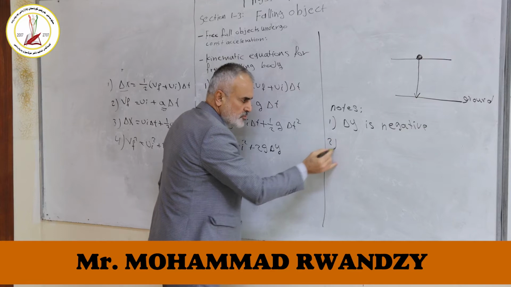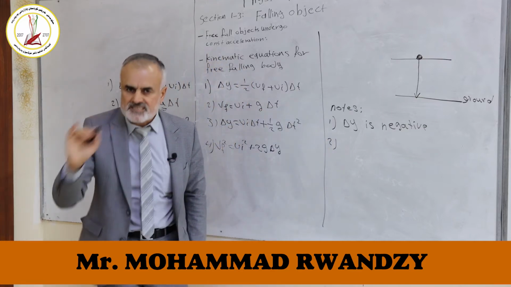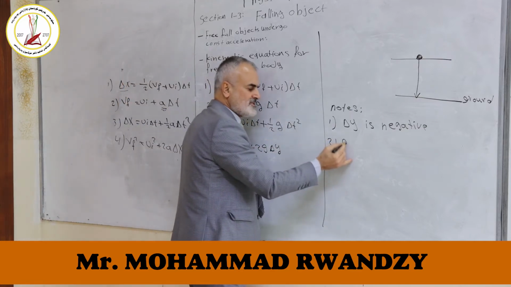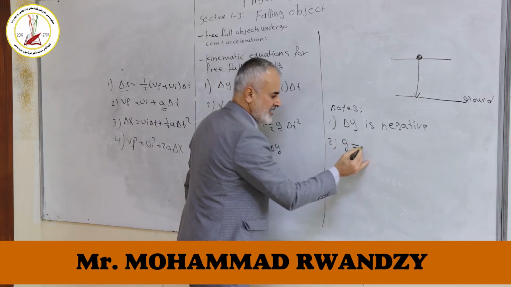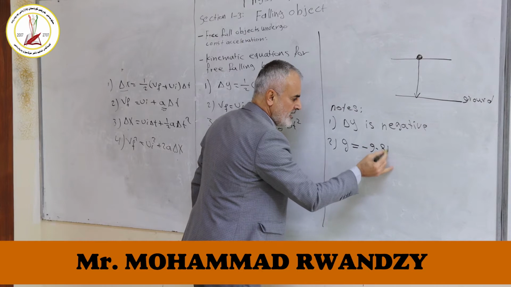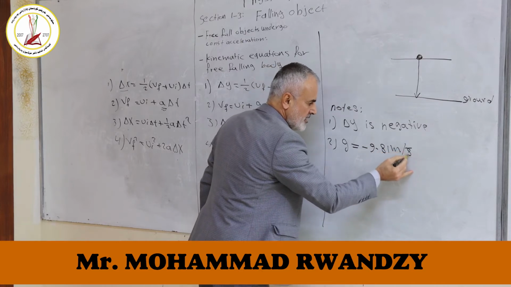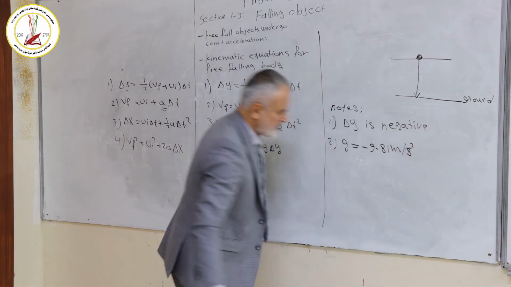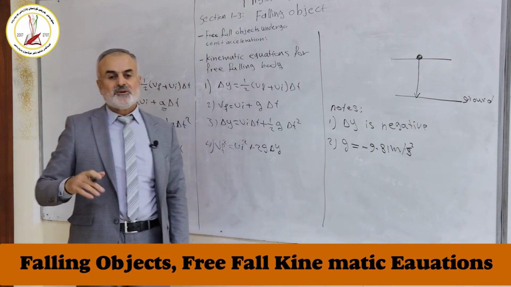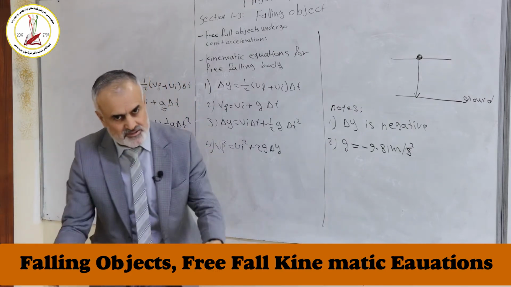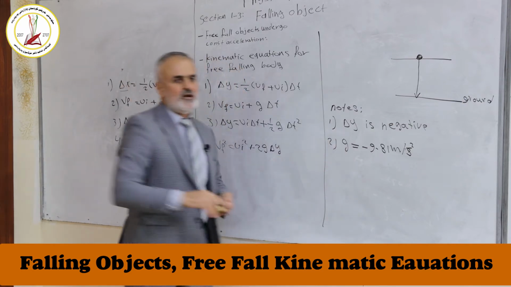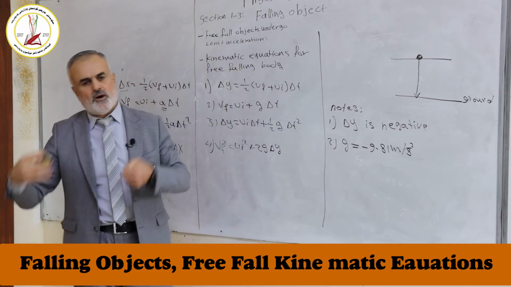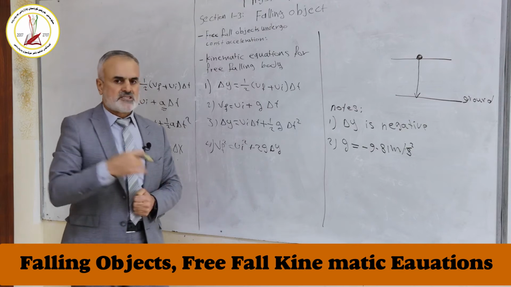Point number 2. g is a constant, which equals how much? Can you tell me? Okay, negative 9.81 meters per second squared. Why negative? Because the motion is downward. So always g equals negative 9.81 meters per second squared.